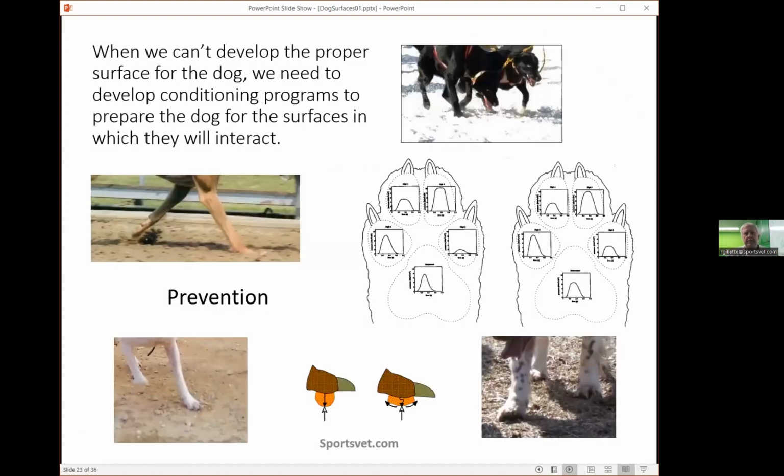So if I can't control the surface that our military dogs are going to go into, I then have to adapt or prepare the dog for those types of surfaces and those types of environments. And so understanding how that happens is important so that I can identify or plan ways to prepare the dogs for these areas.